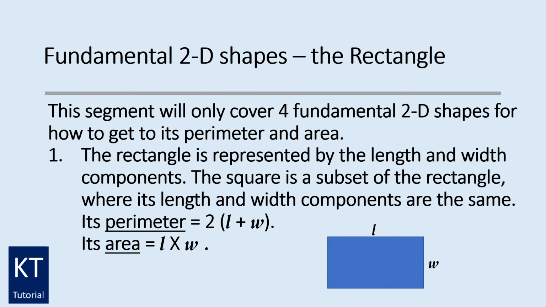In this segment, I will only cover four fundamental 2D shapes for how we get to their perimeter and area. Starting with the rectangle, it is represented by the length and width components. I shall not cover the square separately, as the square is a subset of the rectangle where its length and width components are the same. The perimeter of a rectangle is calculated by doubling the sum of its length and width components, and the area of a rectangle is calculated by multiplying its length and width components.